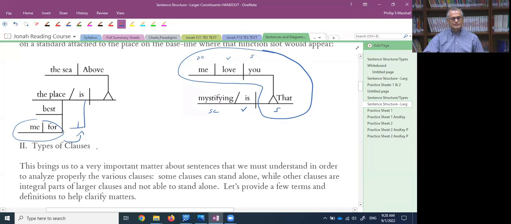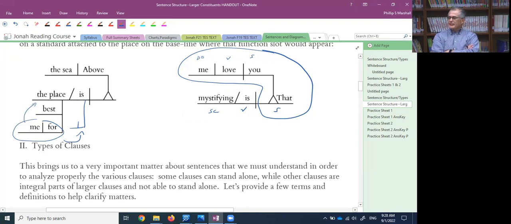That's a good question. I've made a judgment here that "for me" is more closely related to the noun "place" than it is to the predication "is." All right.